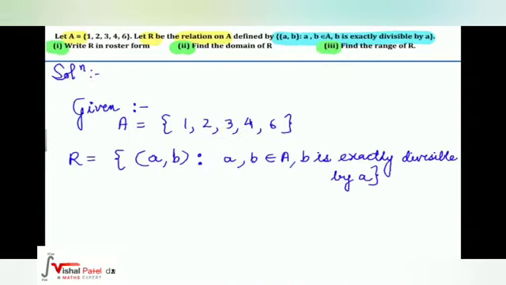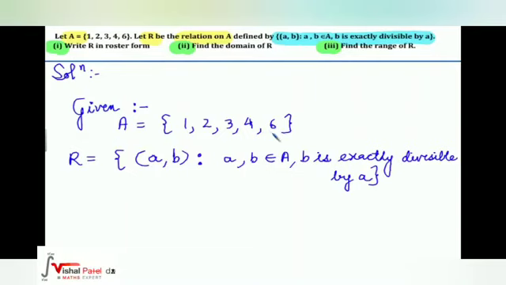Let A is equal to {1, 2, 3, 4, 6}. Let R be the relation on A defined by (a, b), where a, b belong to A and b is exactly divisible by a. Write the relation in roster form, find its domain and find the range of R. So here A is given as 1, 2, 3, 4 and 6.